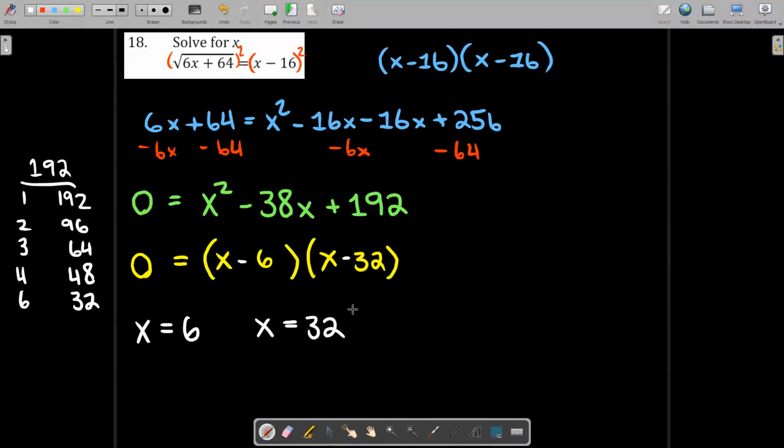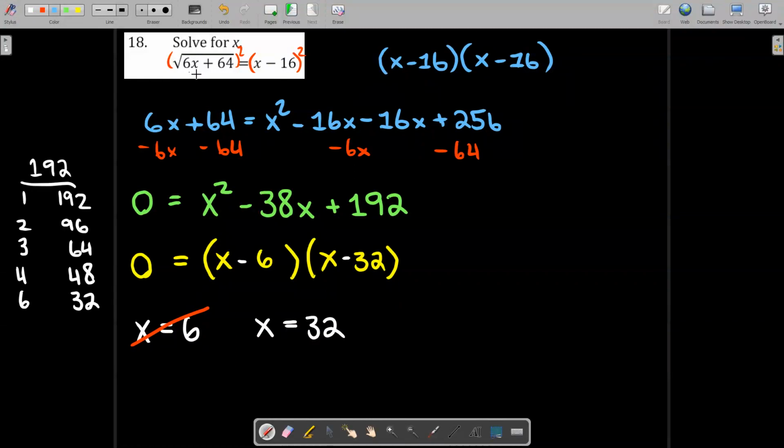And we just got to check for extraneous solutions. We plug both of these solutions into the original equation and see what happens. So 6 times 6 is 36. 36 plus 64 is 100. The square root of 100 is 10, but 6 minus 16 is negative 10. 10 does not equal negative 10, so this is an extraneous solution.